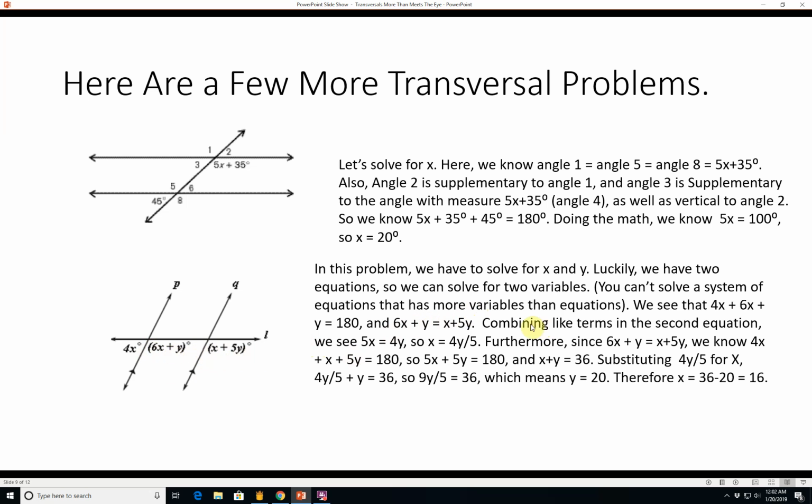So combining like terms in the second equation here, we end up with 5x is equal to 4y, so x is equal to 4y over 5. Why? Because we subtract x from 6x, so we get 5x. We subtract y from 5y, so we get 5x equals 4y. Furthermore, since 6x plus y equals x plus 5y, we know that 4x plus x plus 5y is equal to 180, so 5x plus 5y is equal to 180, and x plus y equals 36. Substituting 4y over 5 for x, 4y over 5 plus y equals 36, so 9y over 5 equals 36, which means y equals 20. Therefore, x is equal to 36 minus 20, which is 16.